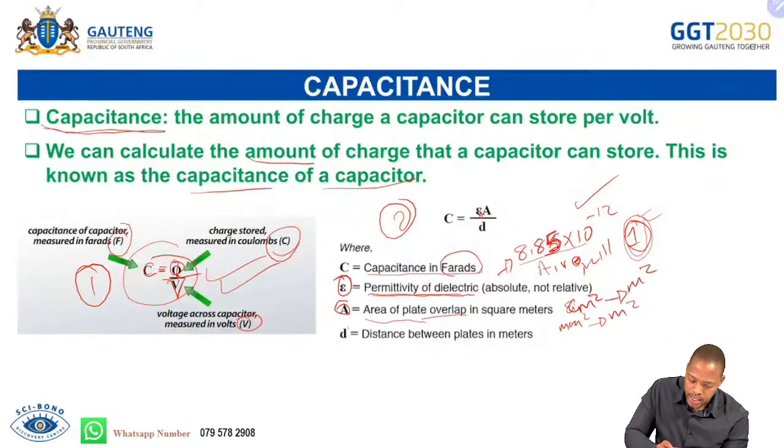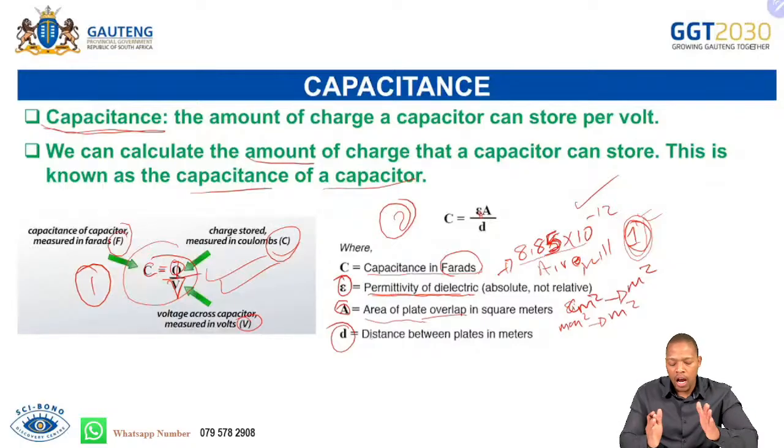And then the D stands for what? The D stands for the distance between the plates. How much is the distance? These are the things that we've just mentioned there.